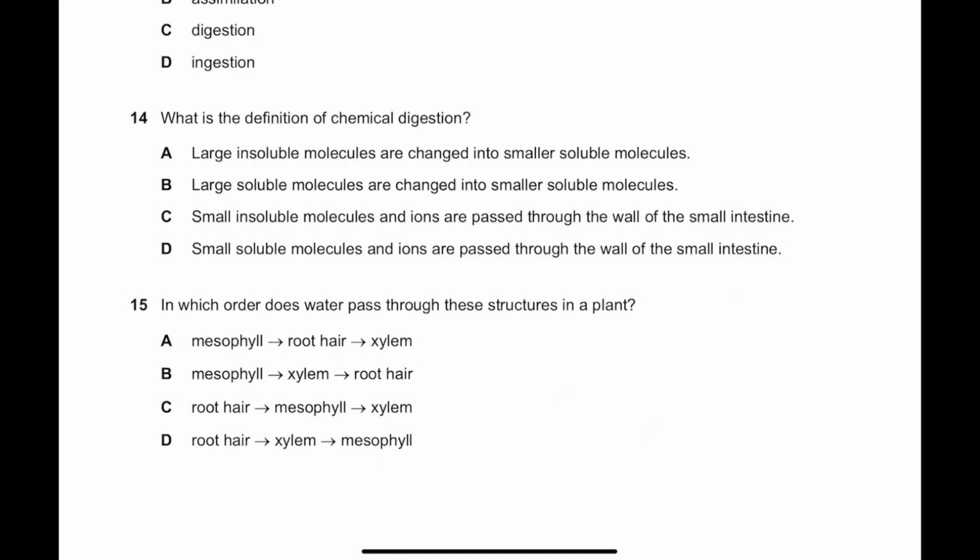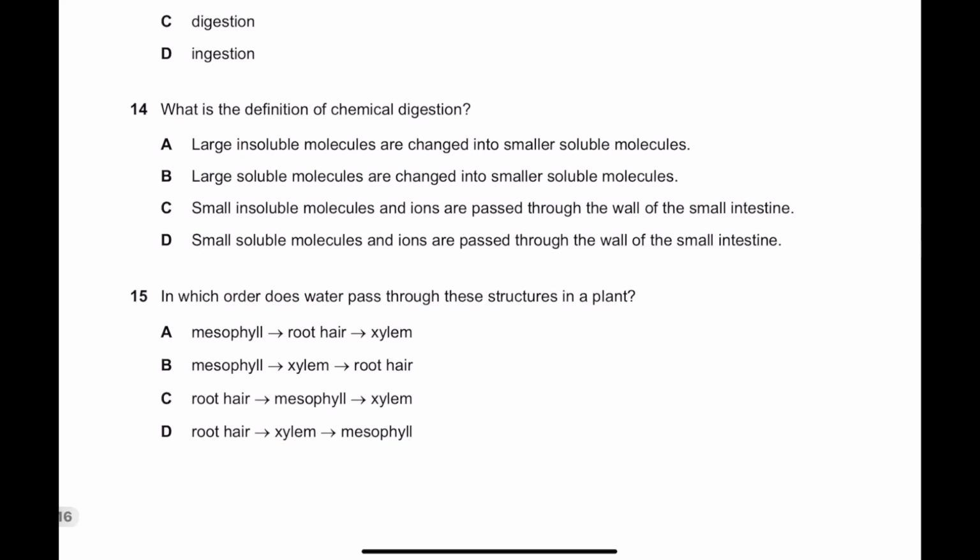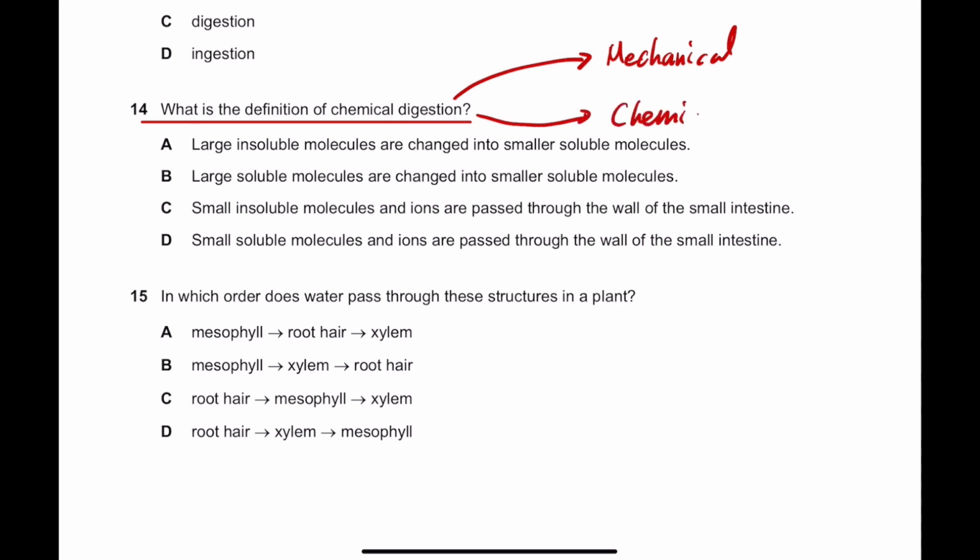Number 14. What is the definition of chemical digestion? So, digestion, well, we can think of digestion in two ways. One is mechanical digestion, the other one is chemical digestion. Okay? So mechanical digestion happens by a few things. Things like teeth and small intestine.